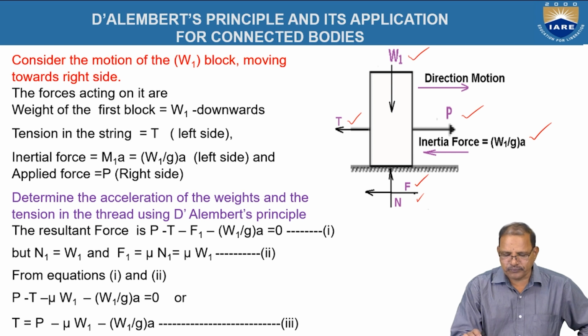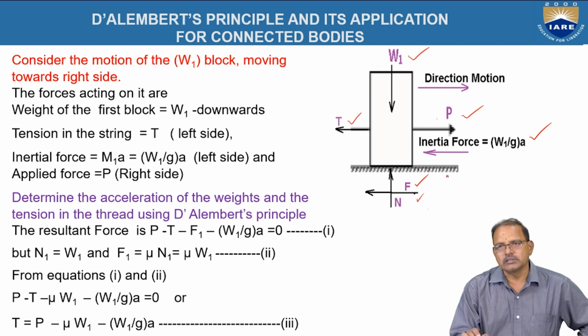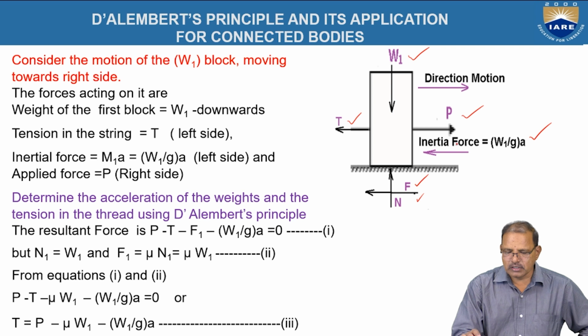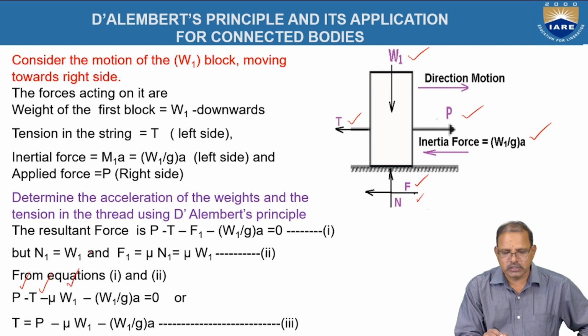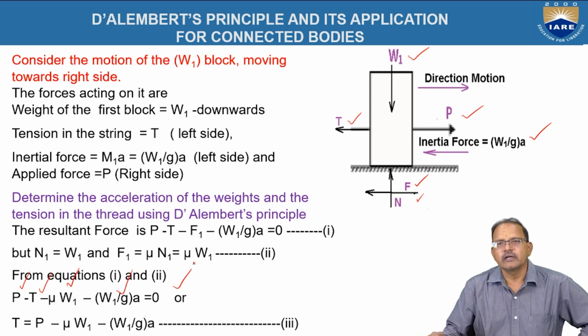So, taking the resultant of all the forces, in this equation we take the forces acting toward the right hand side as positive and left hand side as negative. That is, P is positive, T is negative, and the friction force is also negative, and the inertia force is also negative. So the sum should be equal to 0. From this relationship, we can determine the value of T.